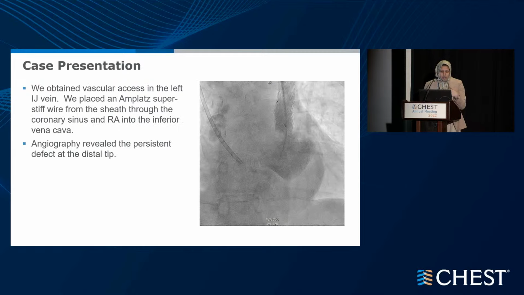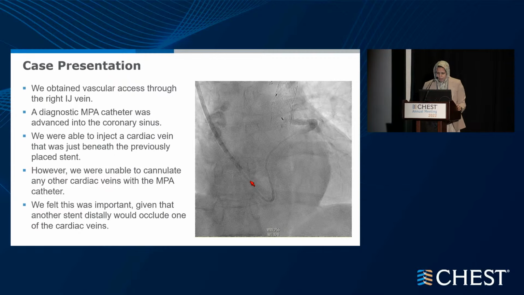So again, we got left IJ access, and again, angiography showed that there is some contrast that goes from the left SVC into the left atrium. And we wanted to make sure that we have enough coronary venous drainage. So from the right IJ, we were able to use a diagnostic catheter to cannulate one of the coronary veins right below our stent. But we weren't able to get any other veins through this approach.